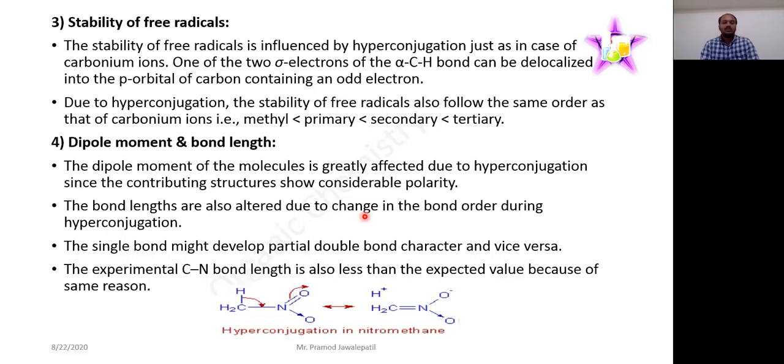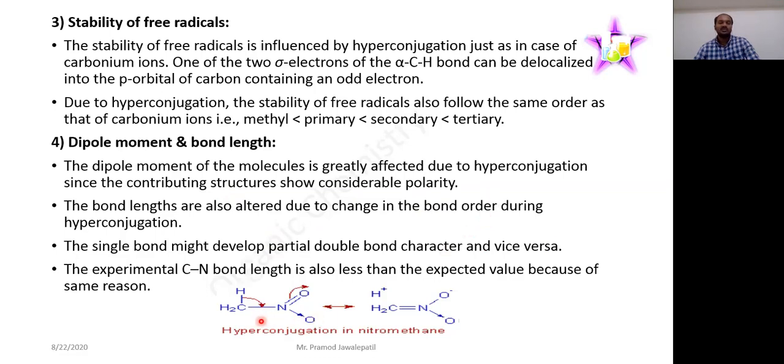Friends, due to this transfer of sigma bond electrons in conjugation with the pi bonded system, the dipole moment and bond length are also affected. So the dipole moment and bond length of that molecule change. The dipole moment of the molecule is greatly affected due to hyperconjugation, since the contributing structures show considerable polarity. That's why as the dipole moment changes, the polarity also changes. The bond lengths are also altered due to the change in the bond order during hyperconjugation.